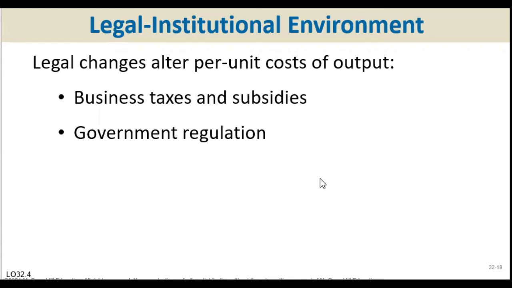Government regulation is costly for business to comply with. So more regulation increases the per unit production costs for business and shifts the aggregate supply curve to the left. And deregulation will do the opposite.